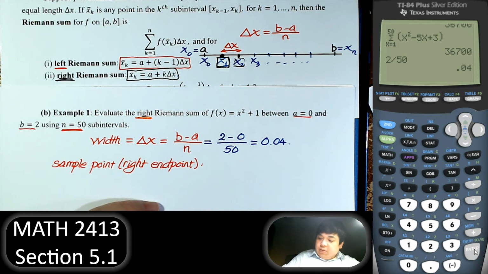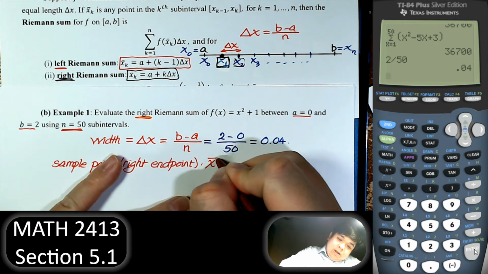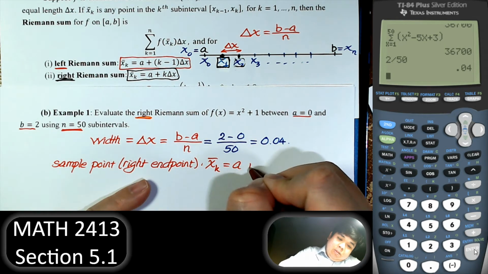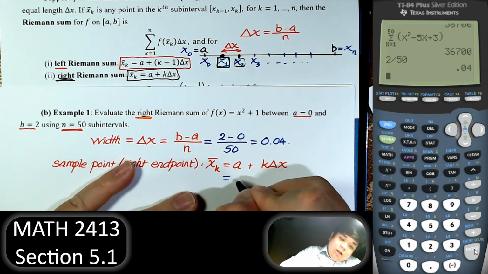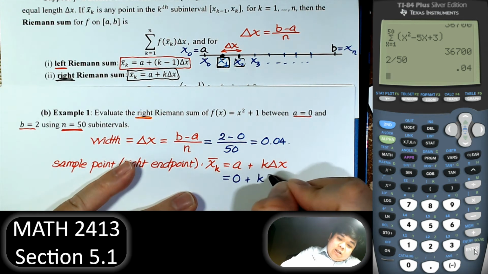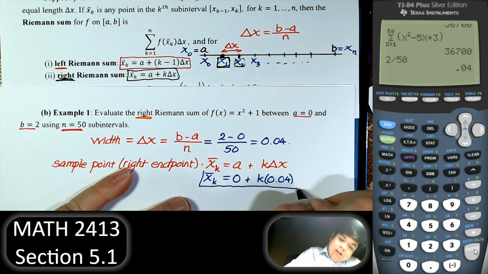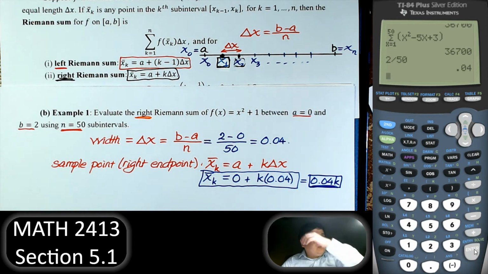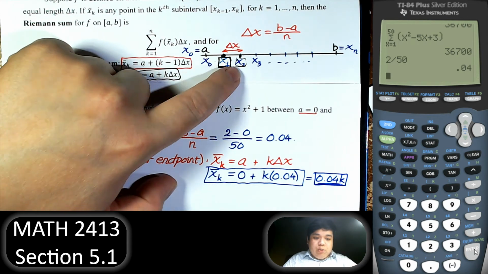So let's just write it out. If we use the right Riemann sum, x k bar is equal to a plus k delta x. In our particular case, a is equal to 0, delta x is 0.04. So x bar of k is 0.04k. This is the sample point, the point that we use to calculate the height. So we use those points to find the height.